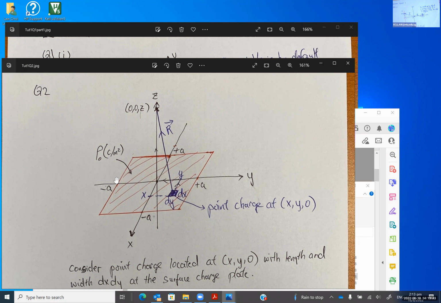Yeah, the length is 2a. Minus a to a is 2a, right? Yeah, total length is 2a.